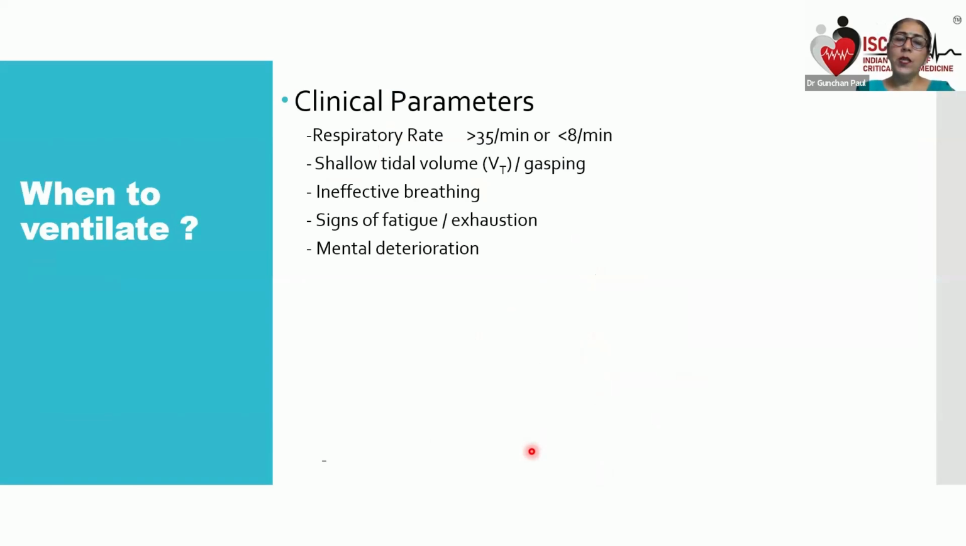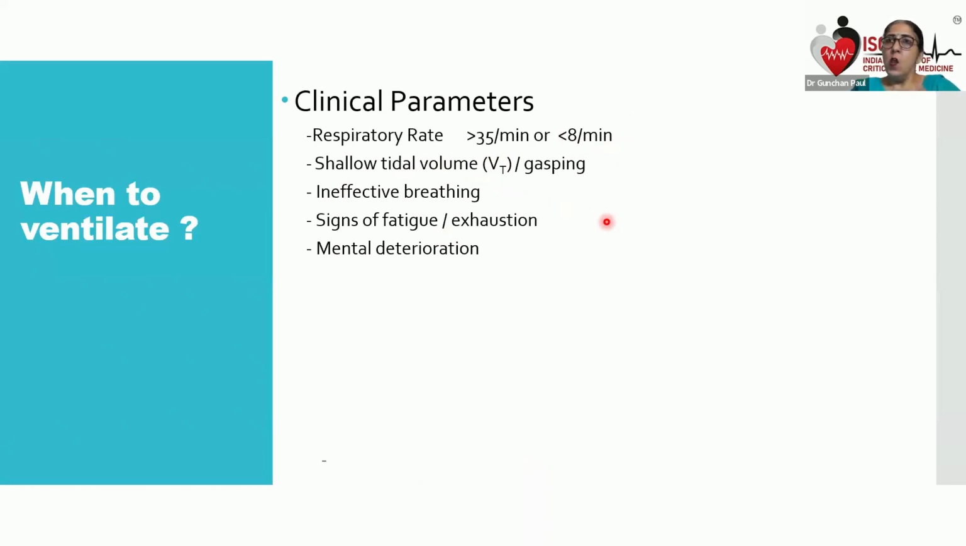But how do you come to know? What are the clinical parameters which tell us that the patient should be put on mechanical ventilation? So clinically, either the respiratory rate is very high or it is very low. As I told in neurological patients who are a patient of head injury, poisonings, drug overdose, he's not breathing, rate is very low or very high, or he's breathing at a very shallow tidal volume. Tidal volume is not adequate. He is gasping breathing. Breathing is ineffective. There are signs of fatigue and exhaustion, which starts with mental deterioration. Patient is restless. Sometimes it is only because of hypoxia.